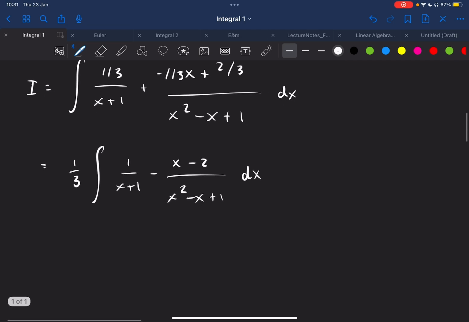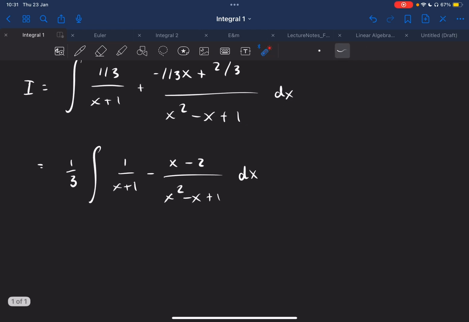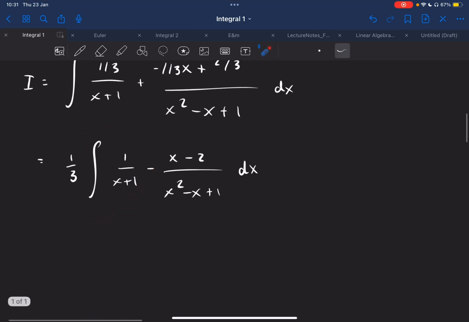Now, this first bit is obviously simple, it's just going to be a natural log integral, but this bit here, we need to somehow make the numerator the derivative of the denominator. And to do that, the derivative of x squared minus x plus 1 is just going to be 2x minus 1. So all we need to do to sort out this first term here is multiply by 2.